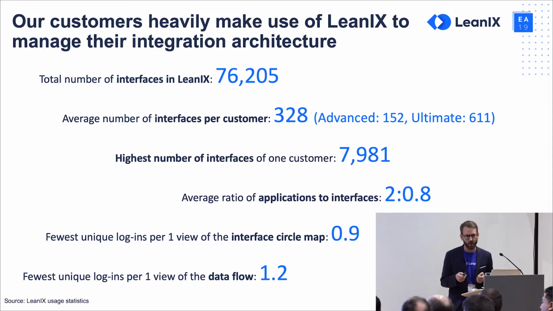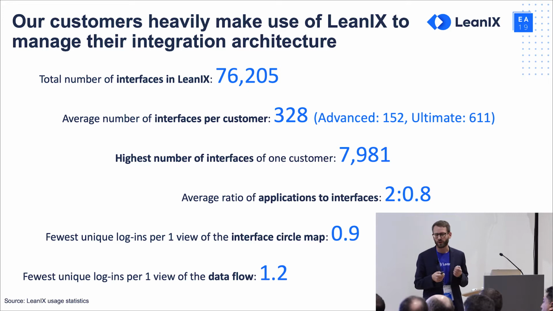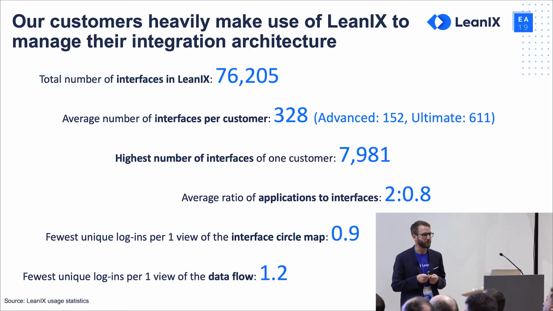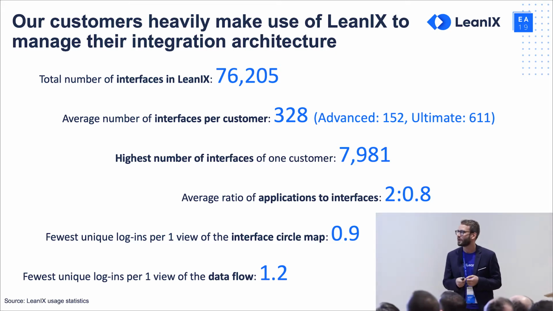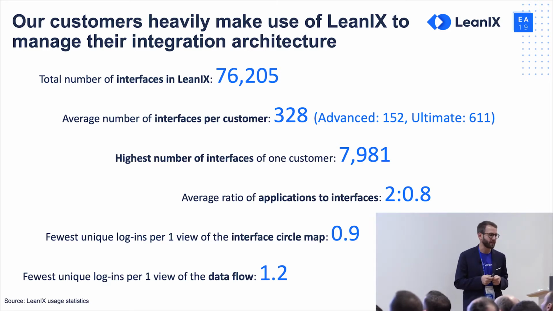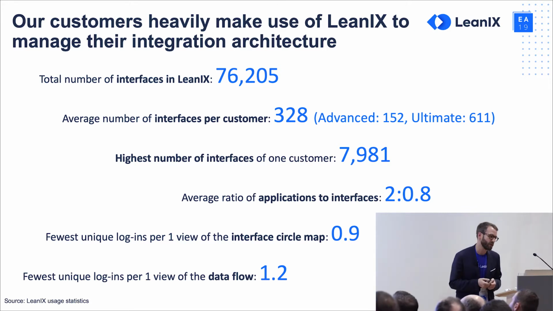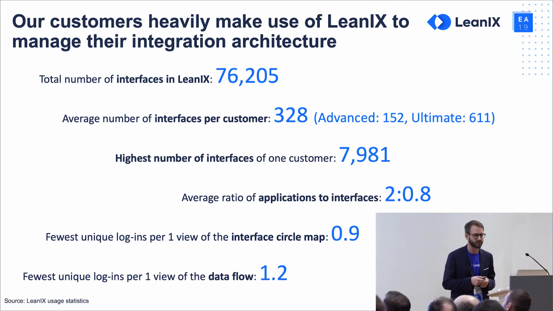To give you an idea of how our customers, and I see some of them here, manage their integration architecture with us, I brought some figures. One key element of that use case is the number of interfaces. In total, there are 76,000 interfaces in the system, which is quite a lot. The highest number for one customer is almost 8,000 interfaces. So one tenth of all of our interfaces in LeanIX come from one customer. It might be a sign that not every one of you is using that yet, and you are welcome to try that use case and manage your integration architecture with LeanIX.